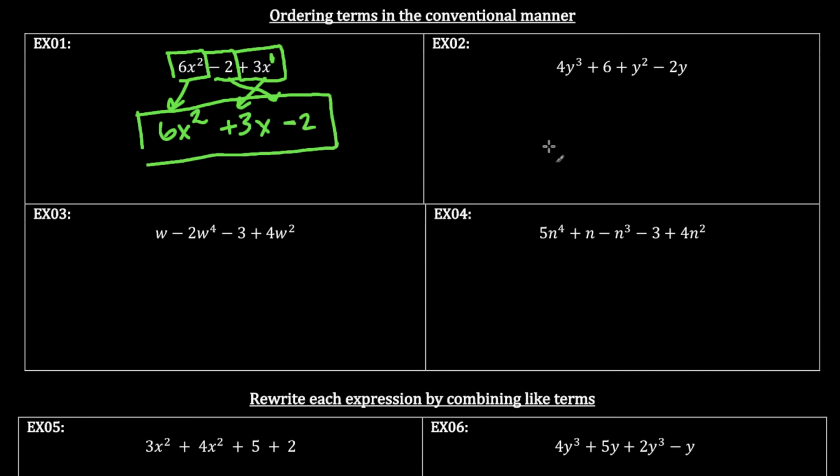Eventually, we're going to combine some terms, but right now I just want you to concentrate on placing them in a conventional order, really, because it kind of doesn't matter. It's useful, but it doesn't matter too much as far as equivalence. So 4y to the third plus 6 plus y squared minus 2y. So I'm going to box each term.